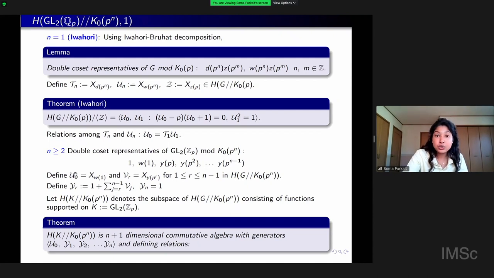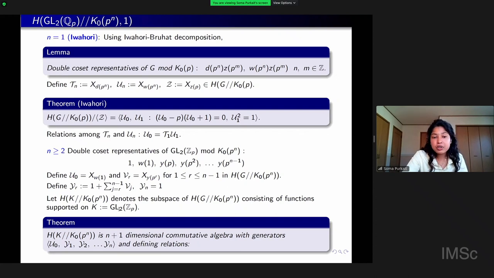So let's denote by U0 the Hecke algebra element corresponding to W1. Let V_r be the element corresponding to Y_p to the power r, that's the matrix with 1, 0, p to the power r in the lower left-hand side, 1. So that's my U0 and V_r. And I also define these Y_r's, which are nothing but some combinations of V_r. That's just to make the relations simpler.